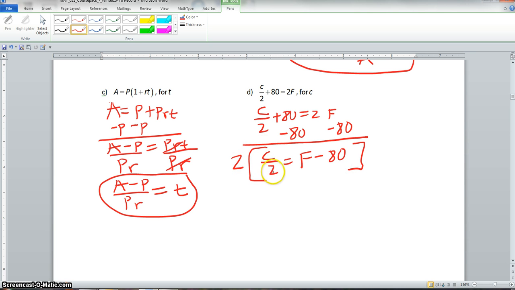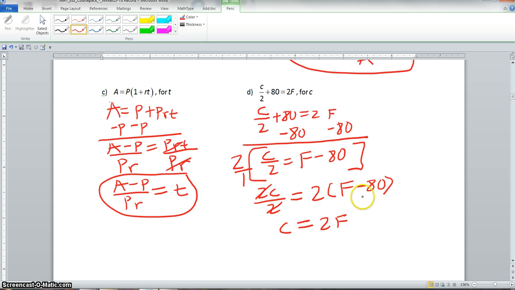So we could take 2 times 2 over 1. 2 times C is 2C, and 1 times 2 is 2. And that equals 2 times the expression F minus 80. These 2's will simplify out, and you will be left with C. And C is equal to 2 times F is 2F, and 2 times minus 80 is minus 160. And so this is your final answer.